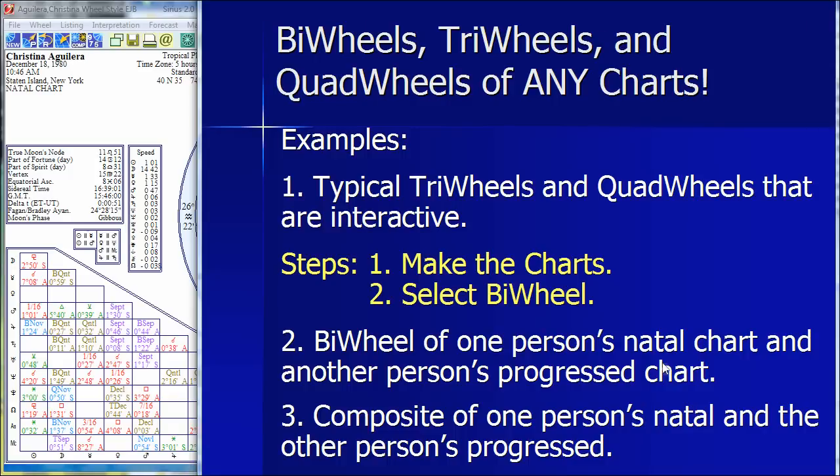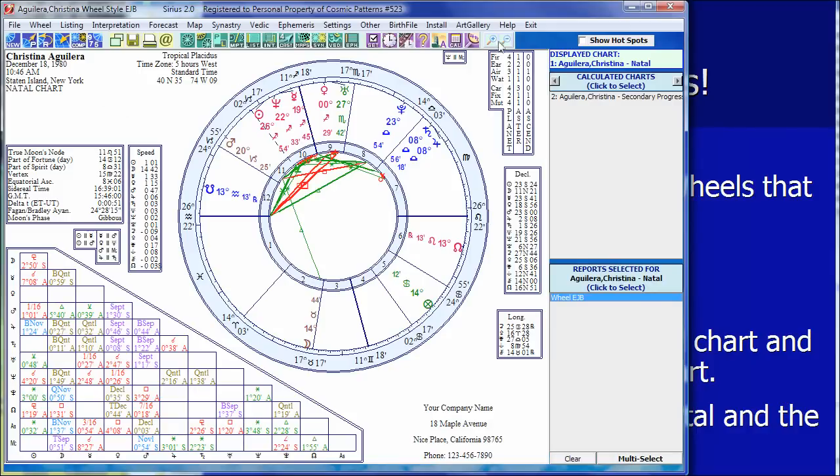There are some exceptions to the rule, such as in the animated triwheel I just showed you. We didn't have to make the progressed chart and transit chart, it just made it automatically. But when you're doing these combinations of different kinds of things, very often you have to, and it's always an option, to just make the wheels you want, then make a biwheel of them. So very simple. I've got Christina Aguilera's progressed chart. Let's put her progressed chart on the outside of a ring.